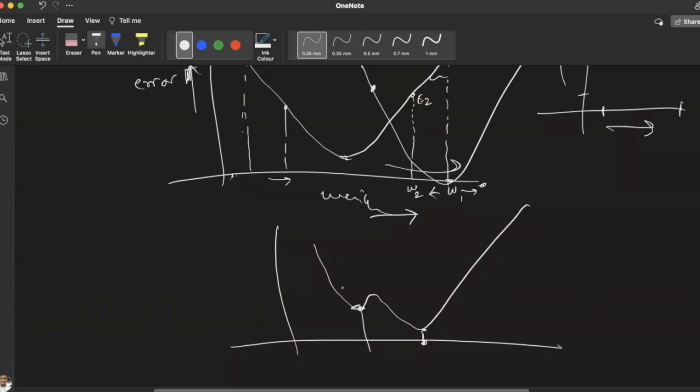So in order to avoid this, what we do is randomly initialize the weight multiple times and repeat the same algorithm multiple times. And if somehow the weight generated lands on this side, then it will eventually end up optimizing over here. That's why we call it an optimization algorithm. Wherever we generate the weight, it will optimize it.